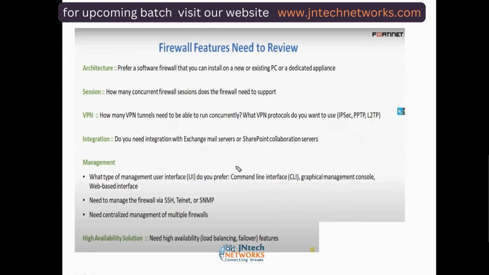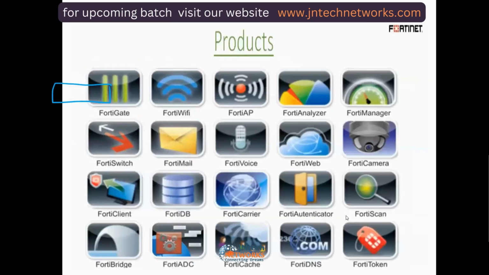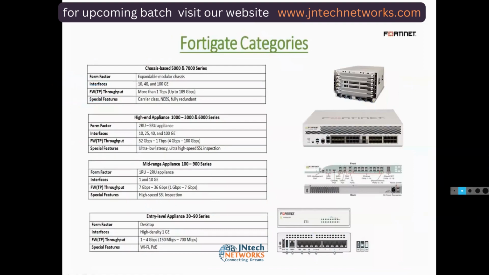Next, you need to review the number of sessions. For example, if I'm working in a big network, I cannot go with the entry level firewall series. Let me show you. These are the series of firewall devices in Fortinet. We have entry level devices like the Fortinet 30 to 90 series. Mid range is 100 to 900 series, high end appliances are 1000, 3000, 6000, and we also have chassis based 5000 and 7000.